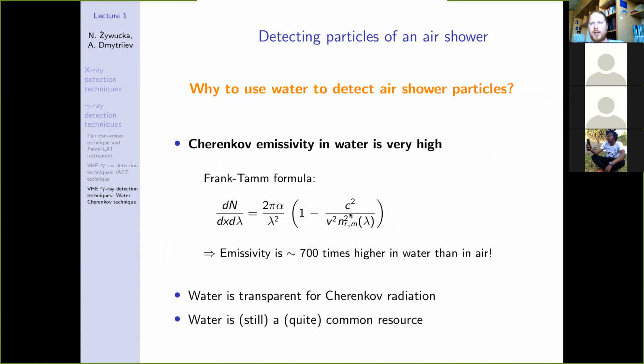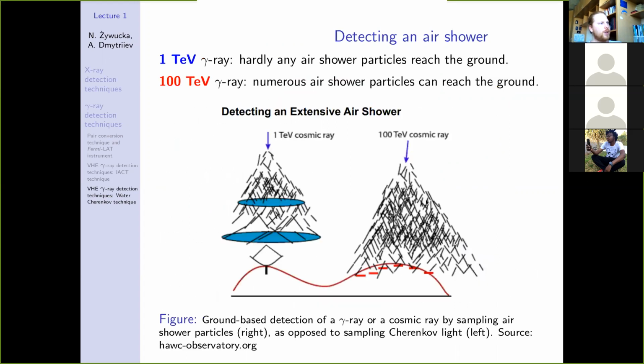And n, depending on lambda, is the refraction index, which depends on the wavelength, because you have dispersion in the medium. But if you assume the same, let's say 10 TeV electron, which was just created, passing through air, over 1 meter of distance this electron emits around 10, 15, 20 Cherenkov photons.